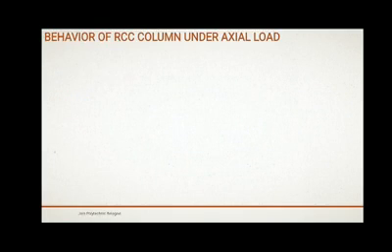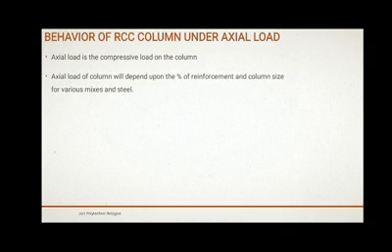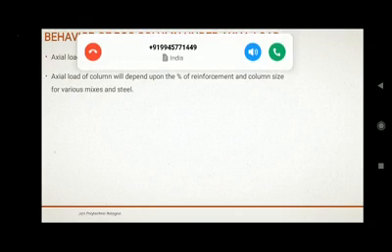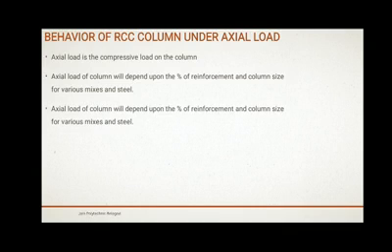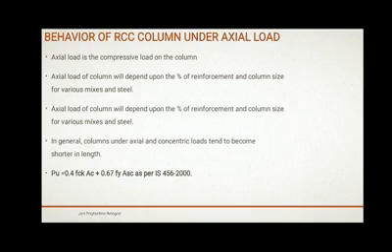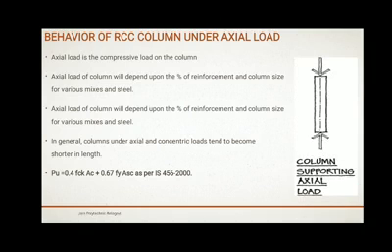Behavior of RCC column under axial load. Axial load is compressive load on the column. Axial load capacity of a column will depend upon the percentage of reinforcement and column size. In general, columns under axial and concentric loads tend to become short columns, that is Pu is equal to 0.4 fck Ac plus 0.67 fy Asc as per IS 456 2000. Here you can see a column under axial load.